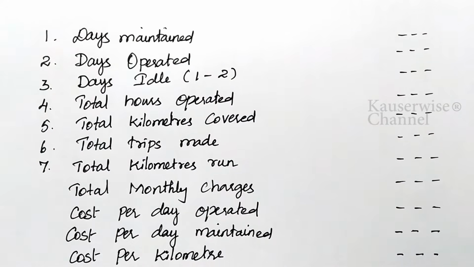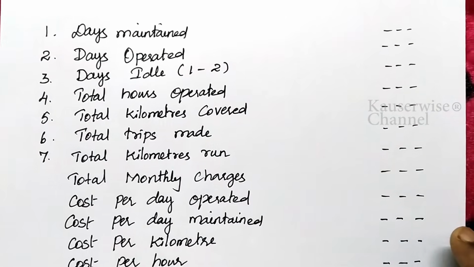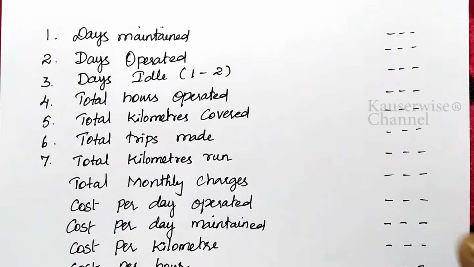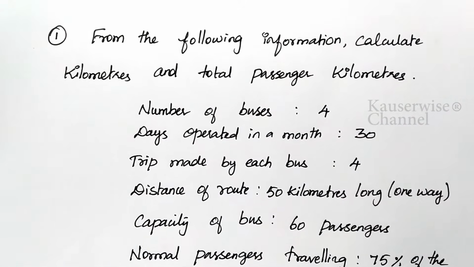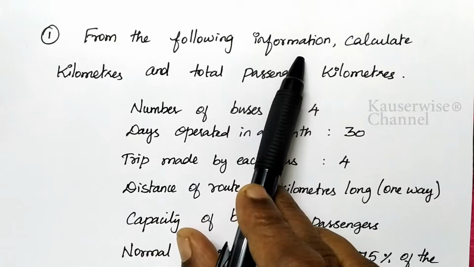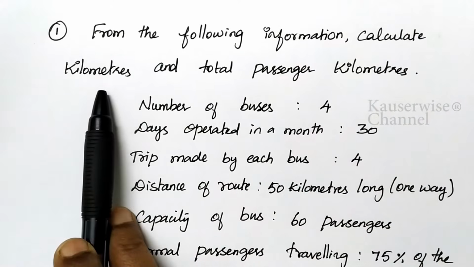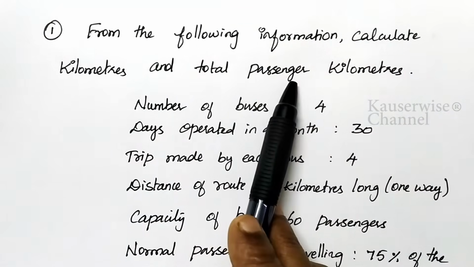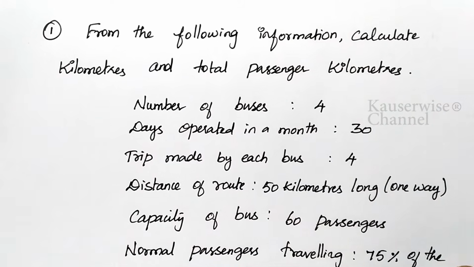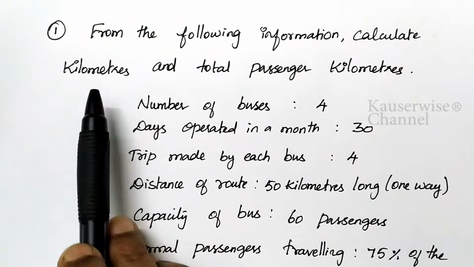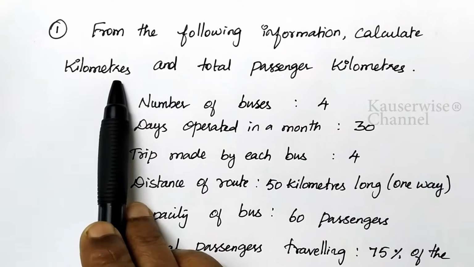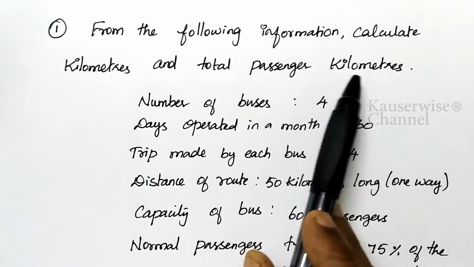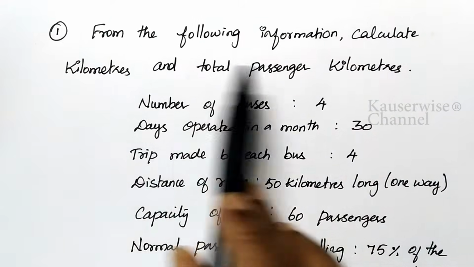Now with this information we are going to see two different problems related to transport costing. Look at the first problem. From the following information, calculate total kilometers and total passenger kilometers. They ask you to find out two things: the first one, total kilometers, and the second, total passenger kilometers. So we need to calculate two things.